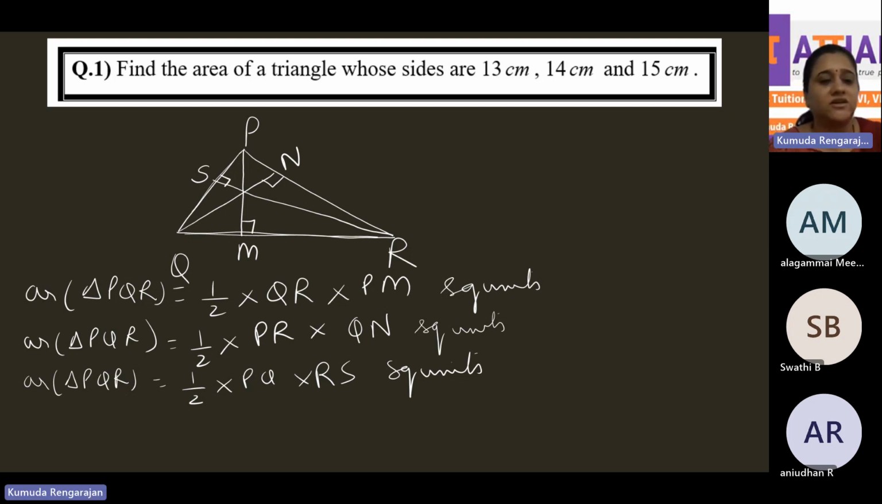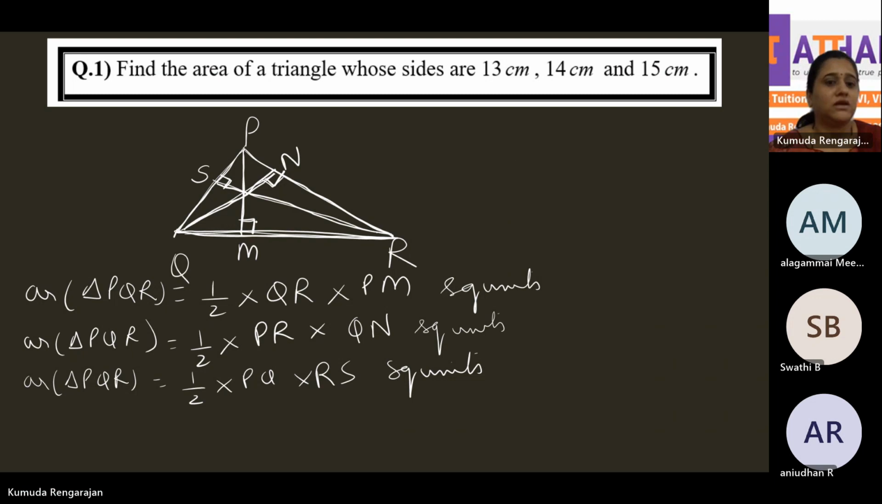Supposing you have a lot of information, you cannot take QR as the base and QN as the altitude. That's wrong. You must take the base and the corresponding altitude, half base into corresponding height. You can take any side as the base, but you should take the corresponding altitude. If you take the side QR as the base, then the corresponding altitude is only PM. If you take PR, you have to take QN only. If you take PQ as the base, you must take altitude RS only.